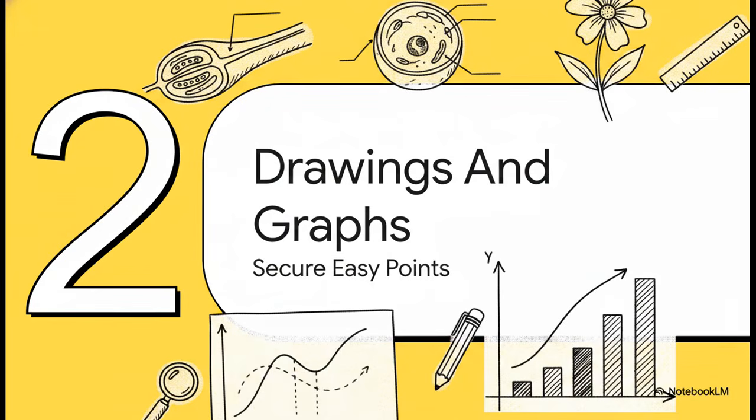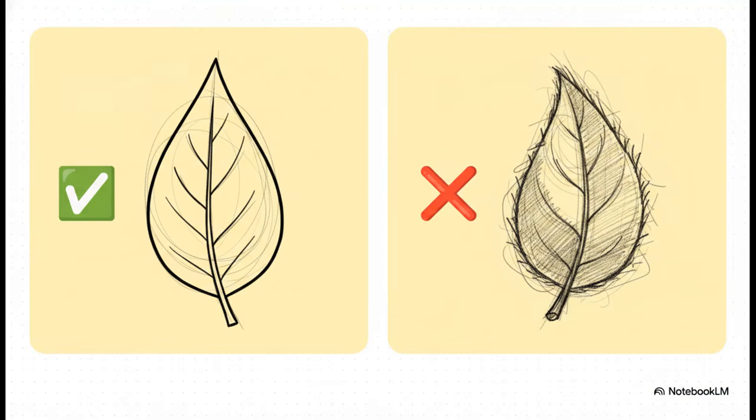Moving right along to Section 2, Mastering Drawings and Graphs. You can easily secure 4 free marks just by knowing the strict rules of biological drawing. A winning drawing uses large, crisp, clear outlines. There is absolutely no messy, artistic sketching, and definitely no shading. It's not art class, right?